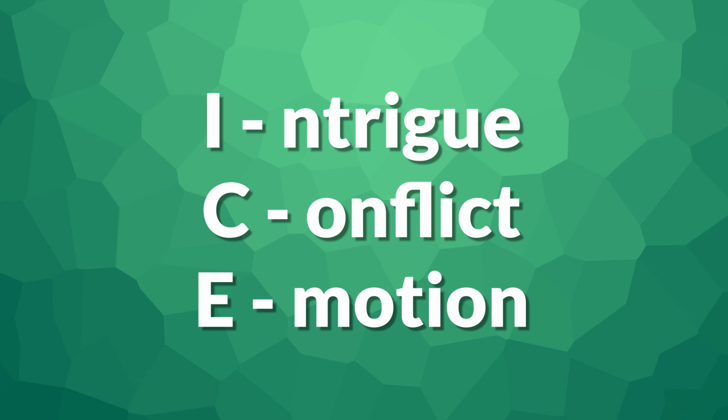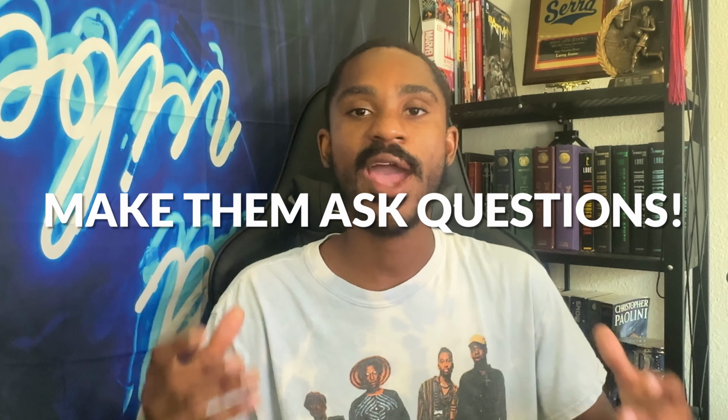Now, while doing research for this video idea, I came to the conclusion that there were three main components of a good hook. I came up with a kind of acronym for them, ICE, and it stands for intrigue, conflict, and emotion. Starting off with intrigue, your hook needs to, like I said before, make your reader ask questions about your book.